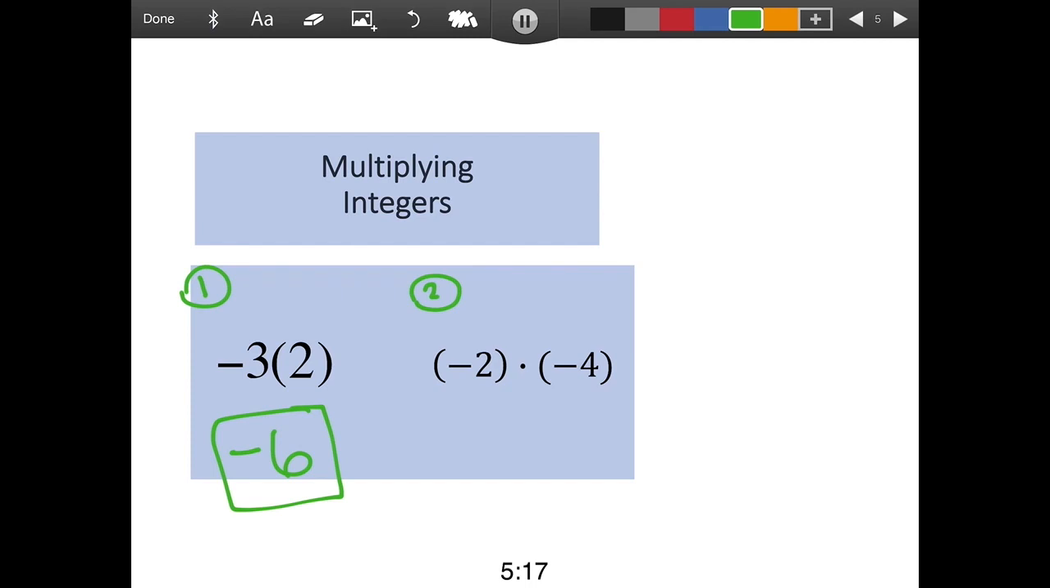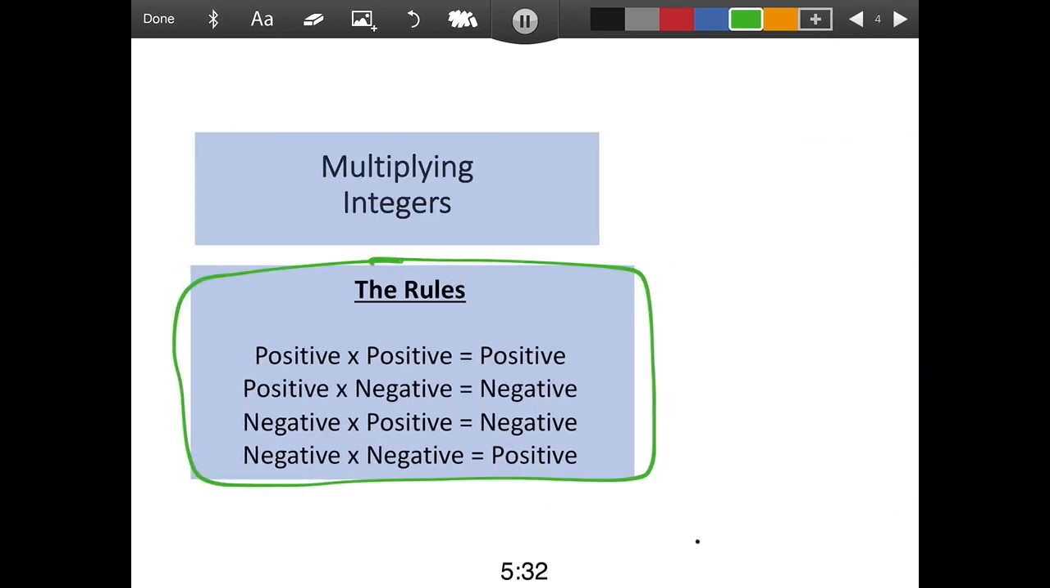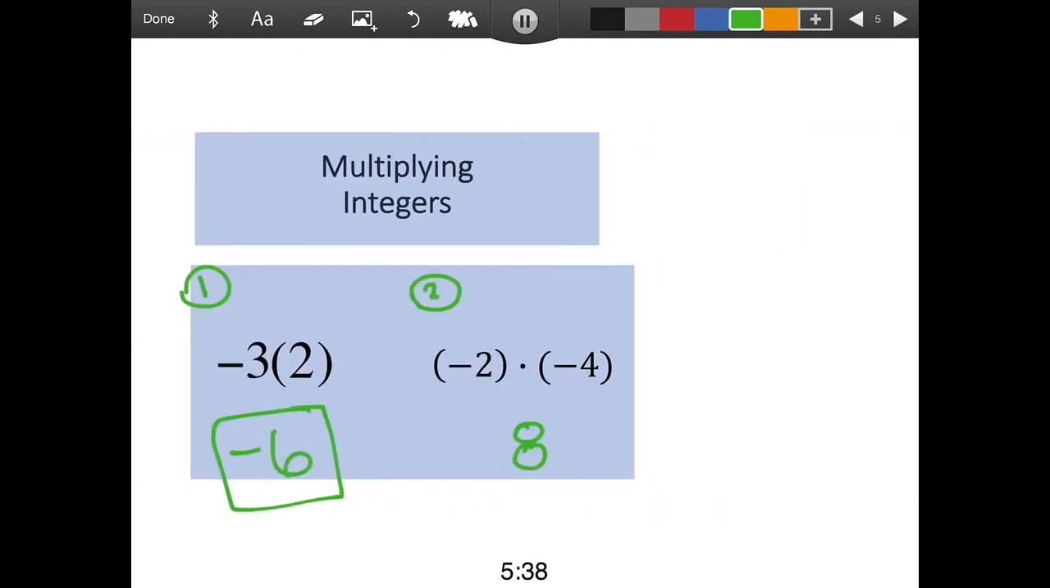Negative 2 times negative 4. I'm going to start by just multiplying the absolute values. So 2 times 4 is 8. Let's go back and look at our rules again for a second. What is a negative number times a negative number? Well, I hope you said positive. So negative 2 times negative 4 is just positive 8.